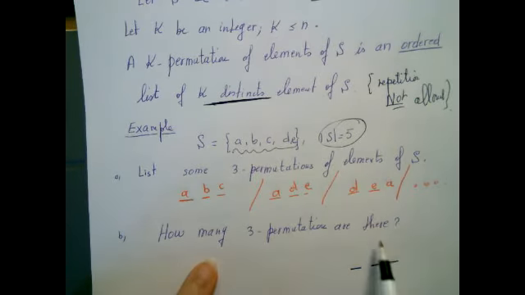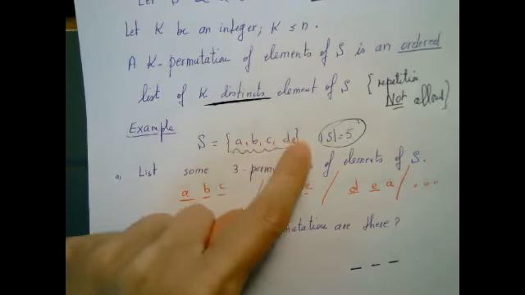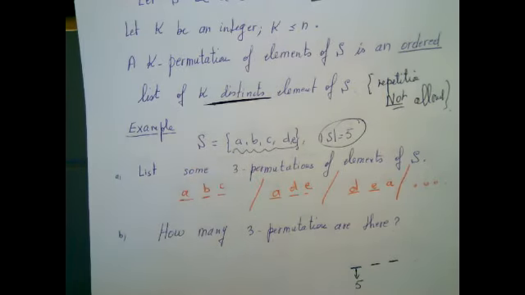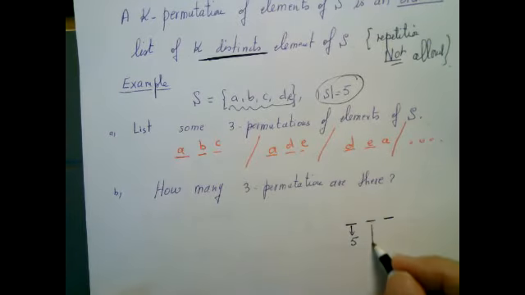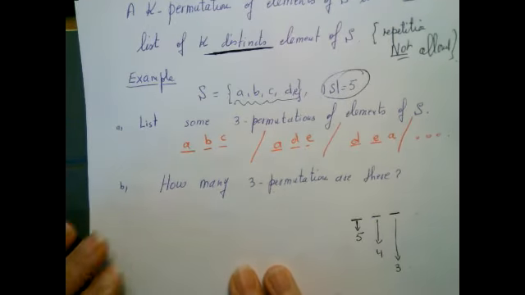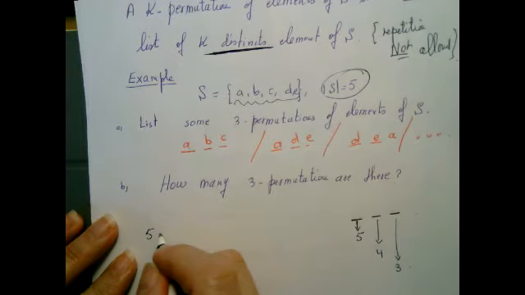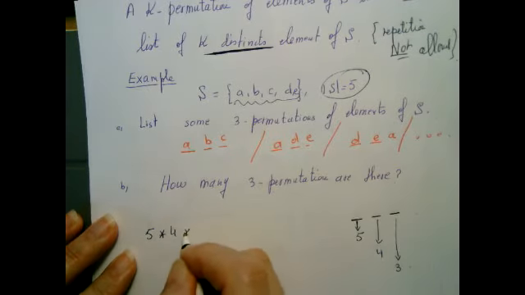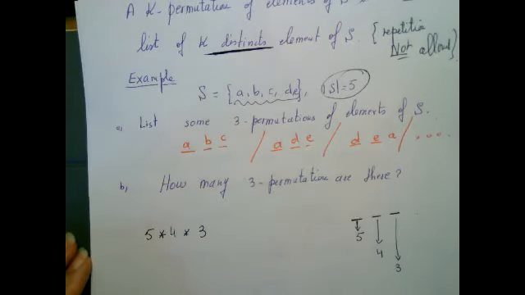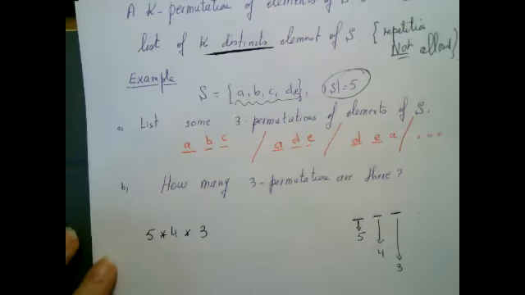So how many 3 permutations of elements of S are there? S has 1, 2, 3, 4, 5. I have definitely 5 choices for the first spot. Then for each one of them, I have 4 choices. That's the multiplication principle, and then I have 3. So the number of 3 permutations is 5 times 4 times 3. Okay. Does this make sense? That's what we've been doing, nothing really new.